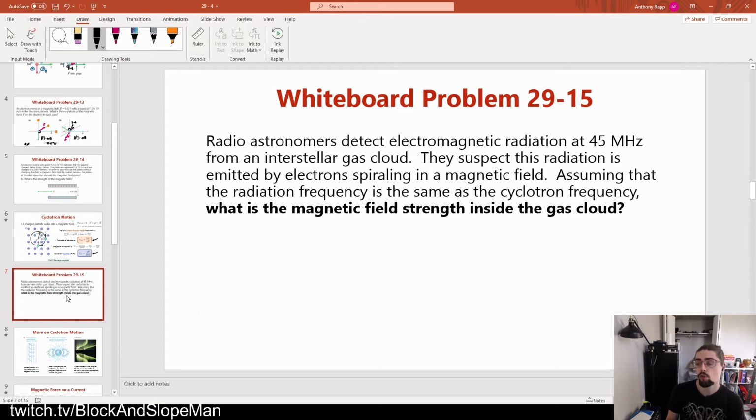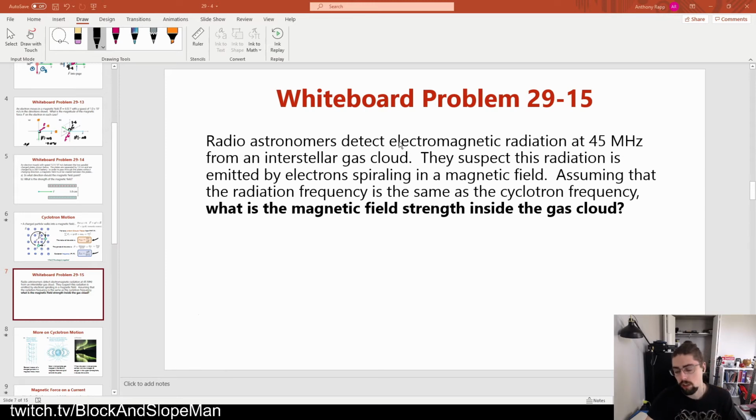What is the strength of the magnetic field to make this happen? Okay, let's start taking a look here. So, what we've got here is as close to what we could say is textbook cyclotron motion as we could possibly get.